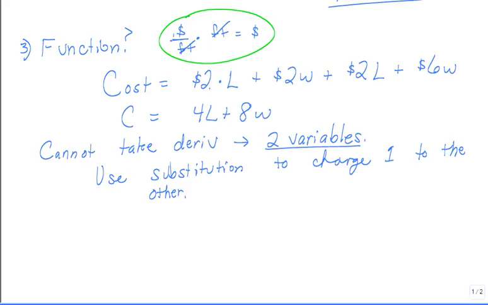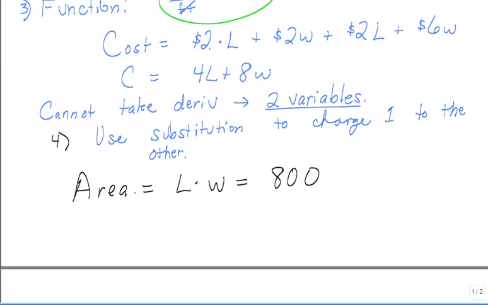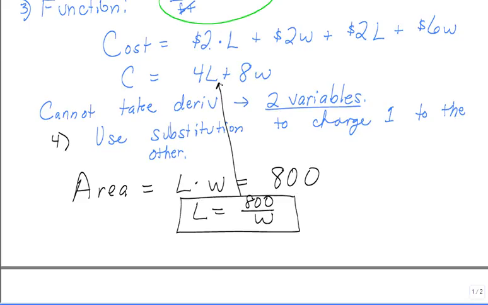Let's go back and make this step 4, use substitution. Okay, what's the area of a rectangle? Well, area of a rectangle is length times width. And it says that our area is 800 square feet. So we're going to use this and solve for one of the variables, doesn't matter which one, and substitute that in here, and the substitution changes the cost equation to one variable.